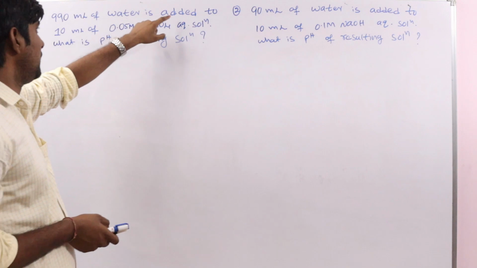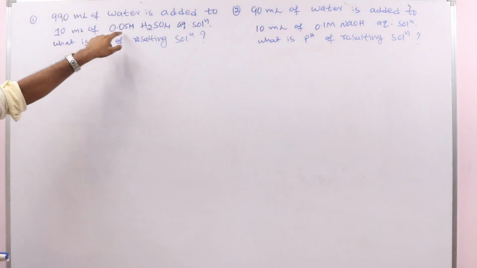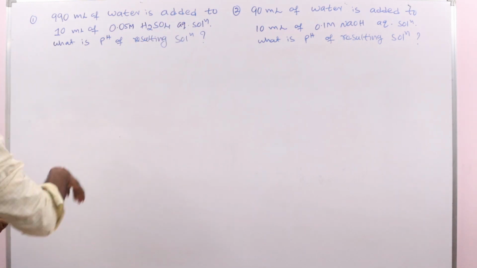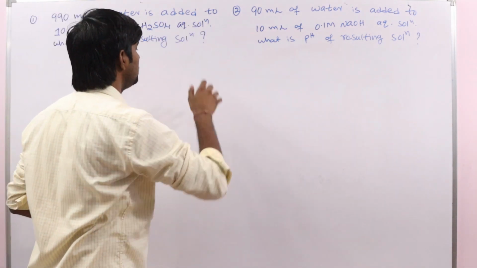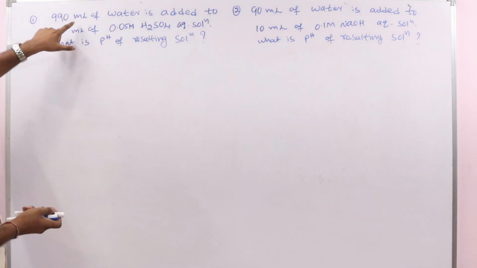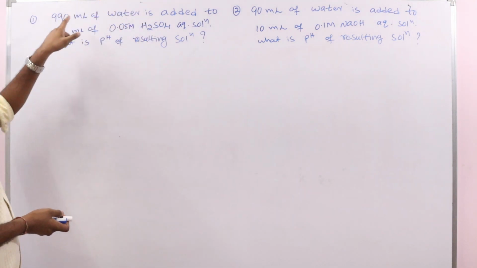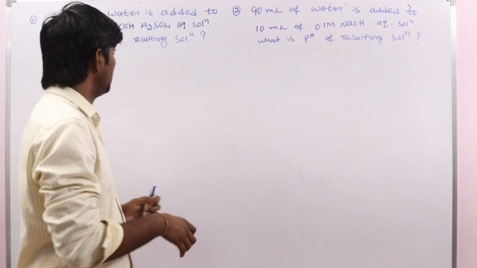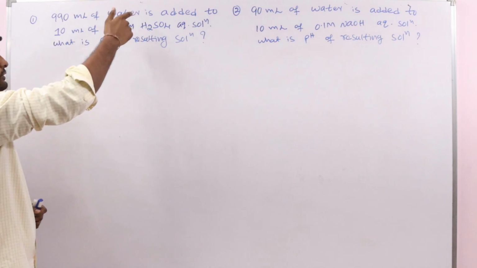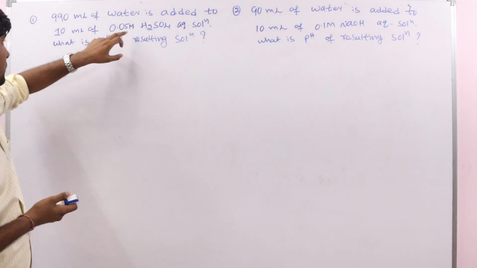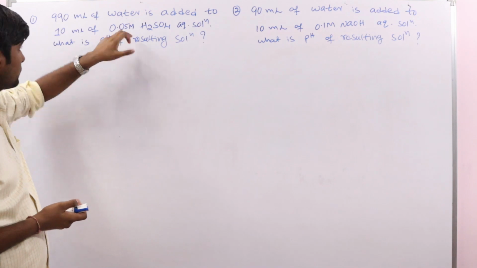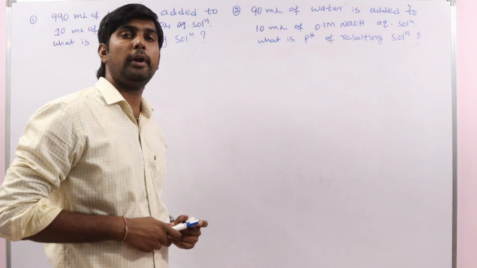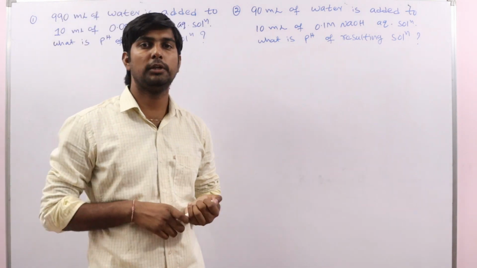990 ml of water is added to 10 ml of 0.05 molar H2SO4 aqueous solution. What is the pH of the resulting solution? Here 990 ml of water is added to 10 ml of 0.05 molar H2SO4 solution, which means this H2SO4 solution is diluted, because water is added. We already discussed this in the law of dilution in the previous lecture.